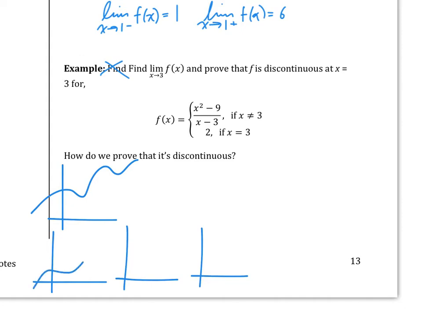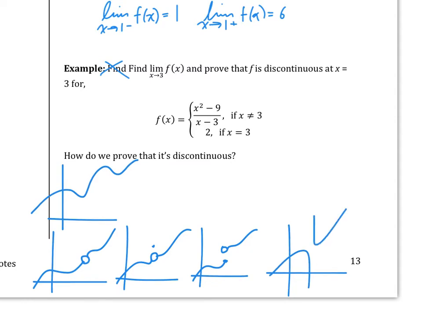So removable is something like this, or something like this, right? So there's a hole. Or we could have a jump discontinuity, or we could have an infinite discontinuity. So if we want to prove that something is discontinuous, we have to prove that at that point, something happens.